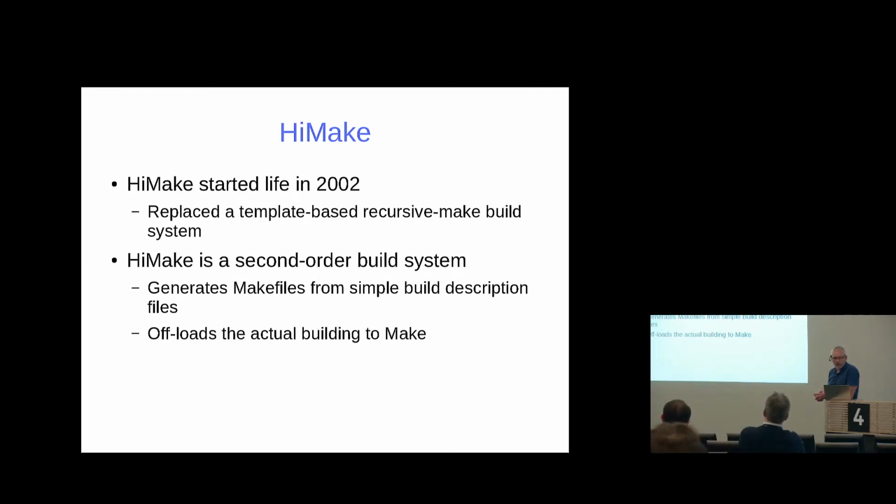So HiMake is a second-order build system. It generates makefiles from simple build description files, and then it offloads the actual build to make. And in that regard, I think it's similar to CMake and QMake. But we also think HiMake has some features that some of the other build systems don't.